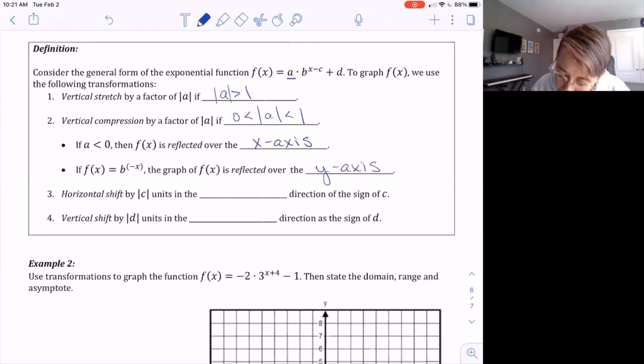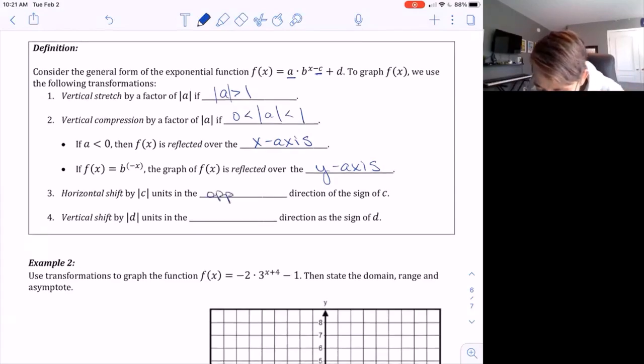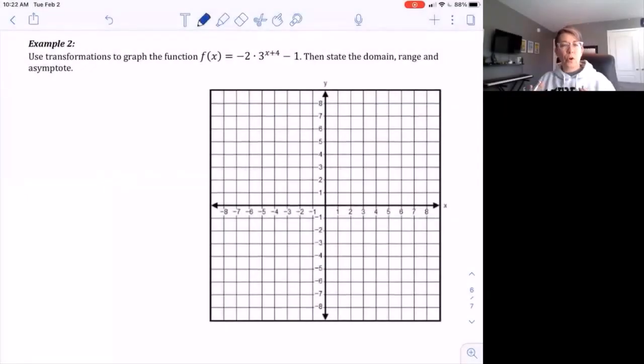Then we have this c up here, x minus c. Remember, when you add or subtract from x, that means we have a horizontal shift left or right, but it's always in the opposite direction of that sign of c. Our last one, d, is the same thing, a vertical shift, but it shifts in the same direction as d. So it's going to go up or down. Remember, the rules for transformations are all the same. They just look different because you're dealing with different parent functions.